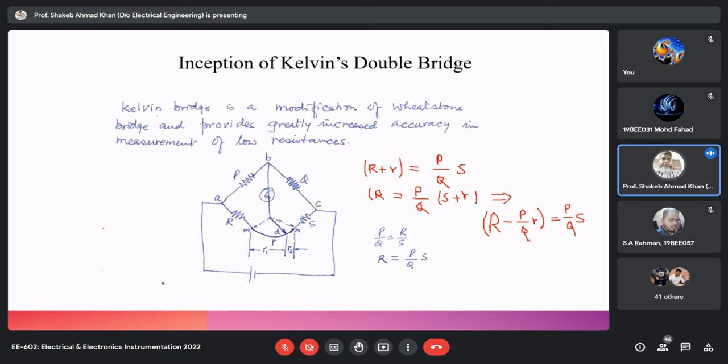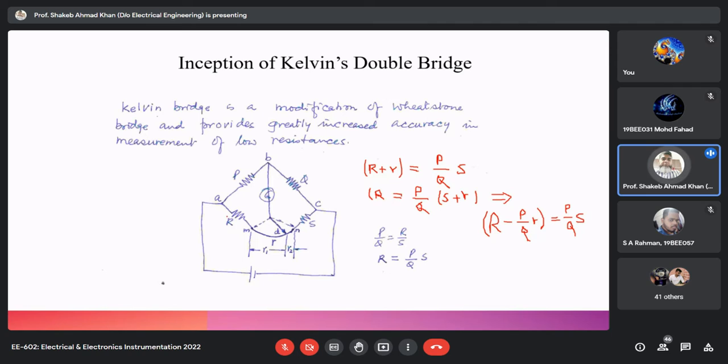Kelvin's double bridge is a means by which we can modify the Wheatstone bridge. What is the process? How can we modify the Wheatstone bridge so that it takes care of lead and contact resistance? Now I had shown you the Wheatstone bridge here. Be careful, this is a very, very important thing I'm discussing.